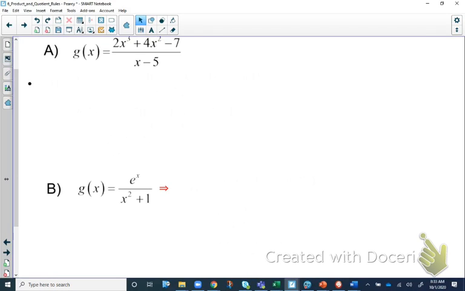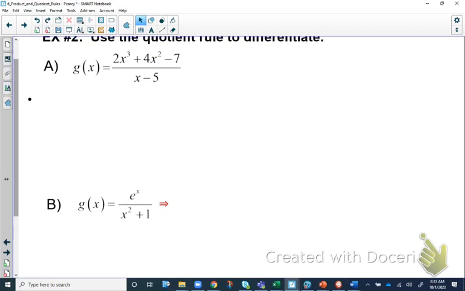So here, for example A, if I say low d high minus high d low, low means the denominator, so I'm going to just take whatever the denominator's expression is. In this case, it's going to be x minus 5. And I'm going to multiply it to the derivative of the numerator. That's what the d high is. So that'll give you a 6x squared plus 8x. And the derivative of the constant is just 0, so that's what we end up with here.